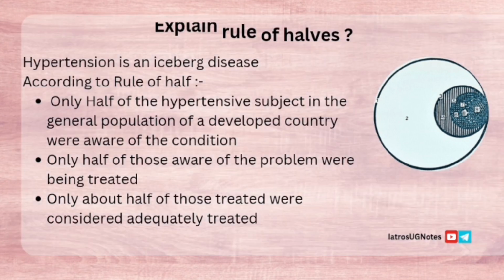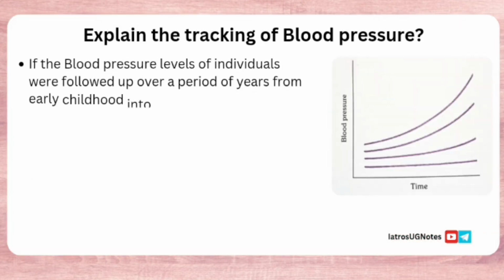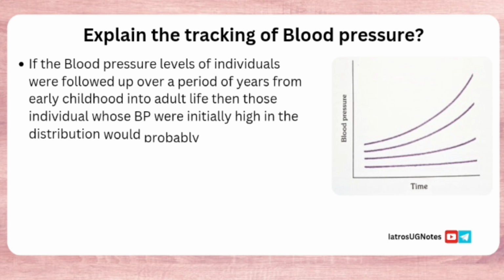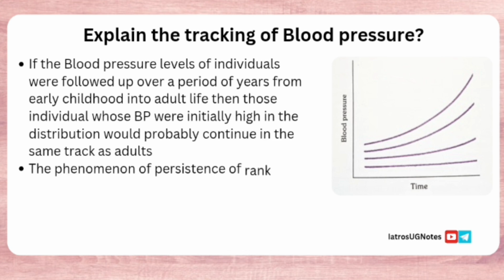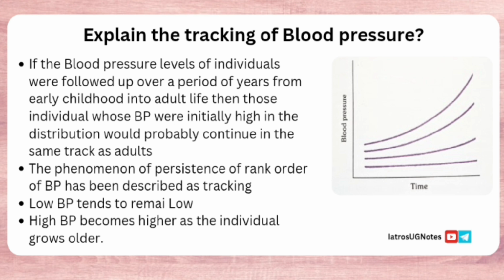Explain the tracking of blood pressure. If the blood pressure levels of individuals were followed up over a period of years from early childhood into adult life, then those individuals whose BP were initially high in the distribution would probably continue in the same track as adults. The phenomenon of persistence of rank order of BP has been described as tracking. Low BP tends to remain low. High BP becomes higher as the individual grows older.